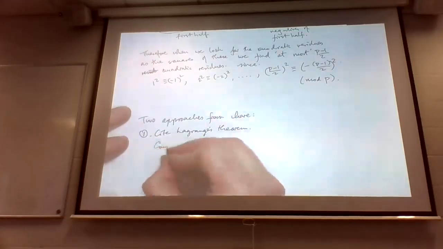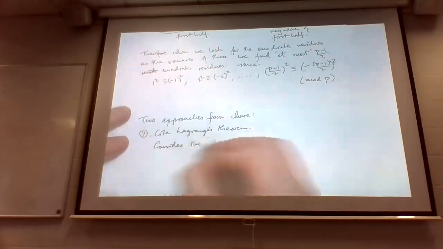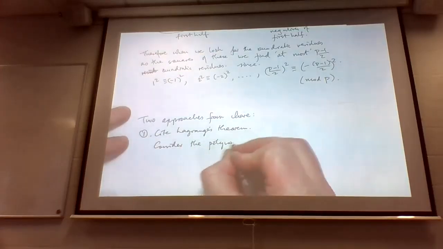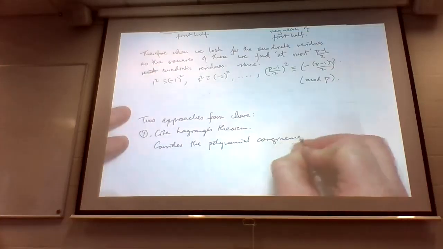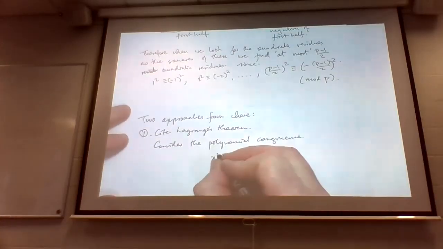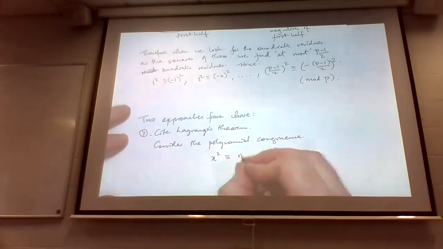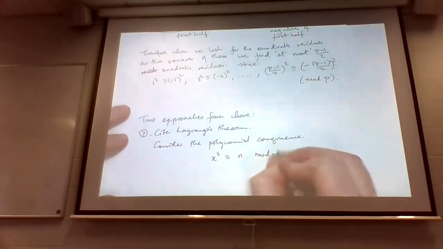So consider the polynomial congruence x squared congruent to n modulo p.